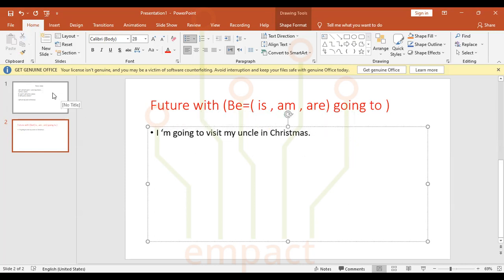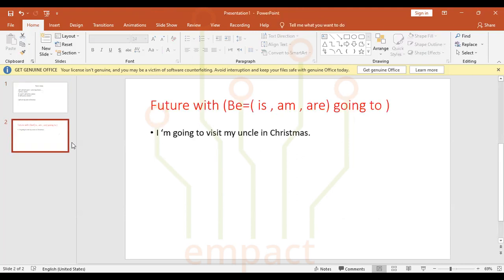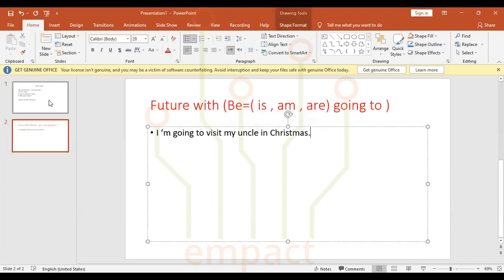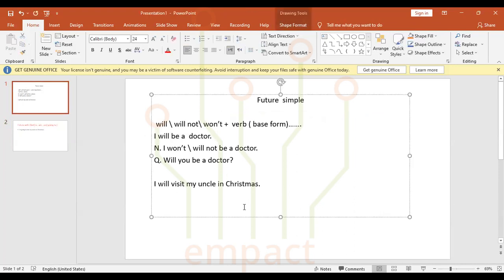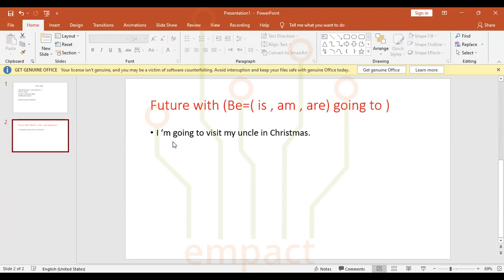What is the difference between having will in a sentence and having going to in a sentence? As I told you, whenever we have any sentence that uses will in it, it means this sentence is related to something that may happen in the future and you don't have any plan for this. You don't have any good plan to visit your uncle. You don't have any plan to be a doctor in the future, but you are thinking you may be a doctor, you might not be a doctor, all right? This is a kind of dream. It may happen in the future, it may not happen. But this one, you have a really good plan to visit your uncle in Christmas. So you are sure that you are going to visit your uncle in Christmas.